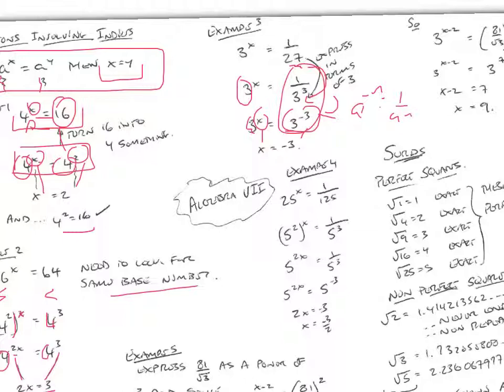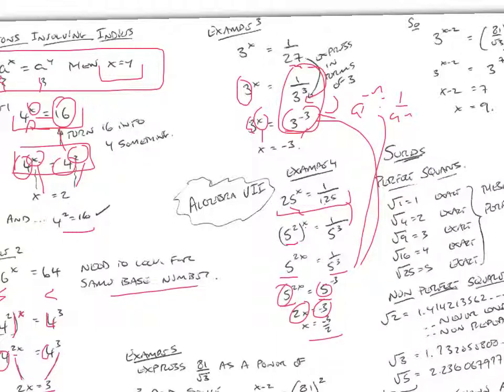Okay, example 4. 25 to the power of x equals 1 over 25. So let's get both of these in terms of 5. 5 squared is 25, so 25 to the x is (5 squared) to the power of x, and 1 over 25 is 1 over 5 squared, which is 5 to the minus 2. So 5 to the 2x is 5 to the minus 2. Same rule being applied here. So 2x is equal to minus 2 because these 5s are the same. x is equal to minus 1.